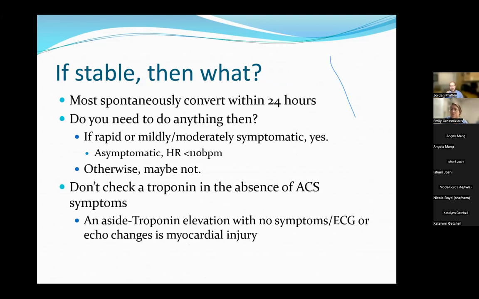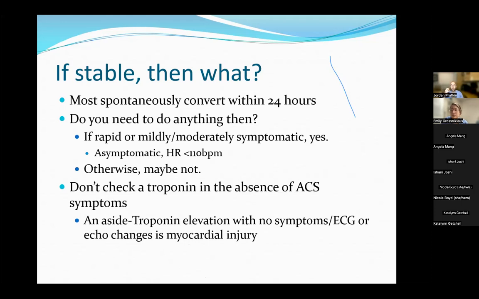And if it's going fast, you probably want to do something. So typically our goal heart rate is less than 110 beats a minute. But otherwise, if they're not feeling it and their heart rate is 100, and especially if they have a history of known AFib, you probably don't need to do anything.